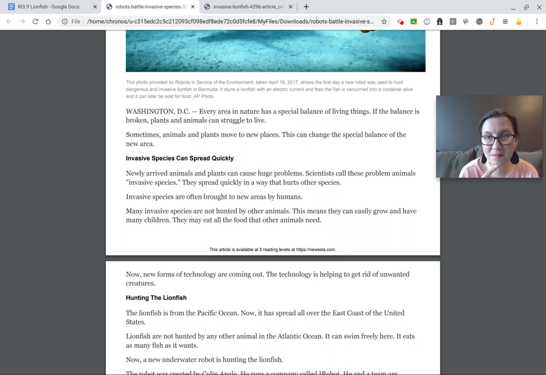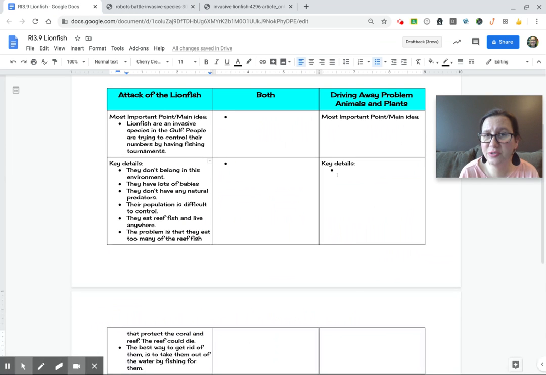I think we can. I want you to reread this section, and I want you to think, what did I just read about? What was really important in this section called Invasive Species Can Spread Quickly? Then add it to your Google Docs where it says Key Details. You can pause the video and do so now.